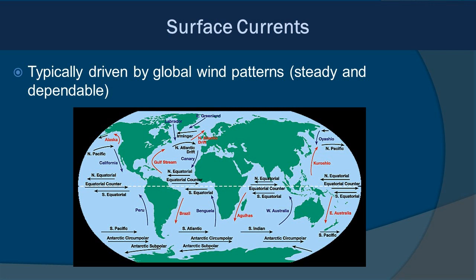Surface currents are typically driven by global wind patterns. As they move across the surface of the water, they move the water. It's that simple. This diagram shows you a collection of the major currents globally. The red are the warm water currents coming up from the tropics, and of course blue coming down from cooler regions.